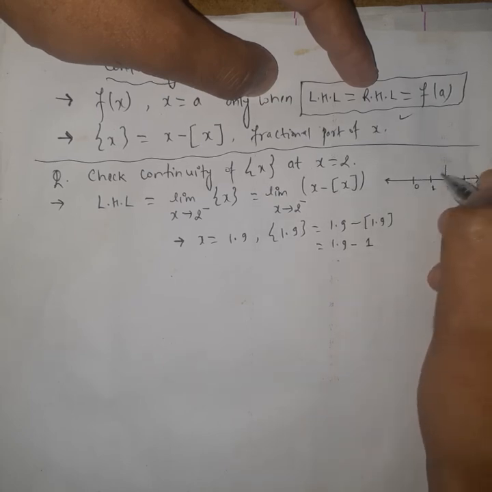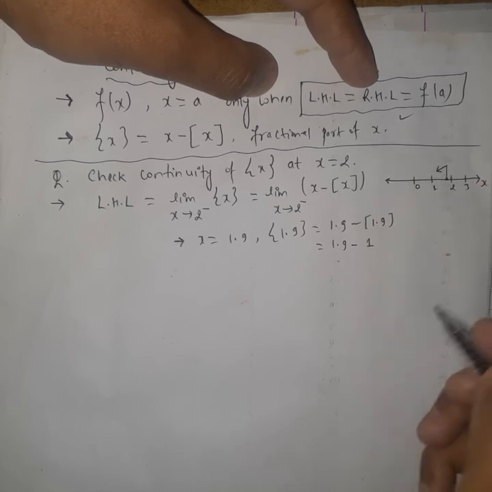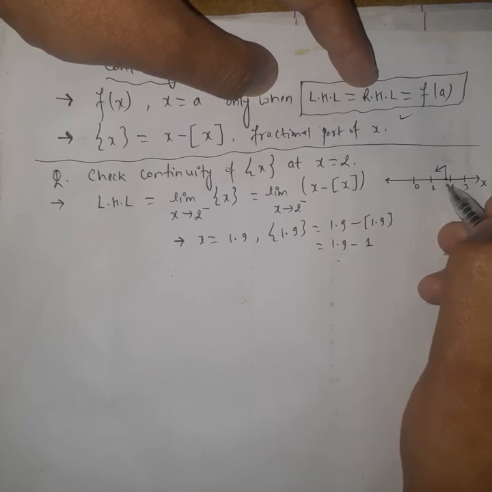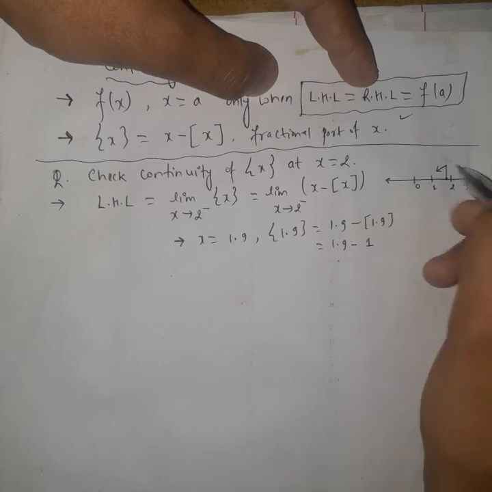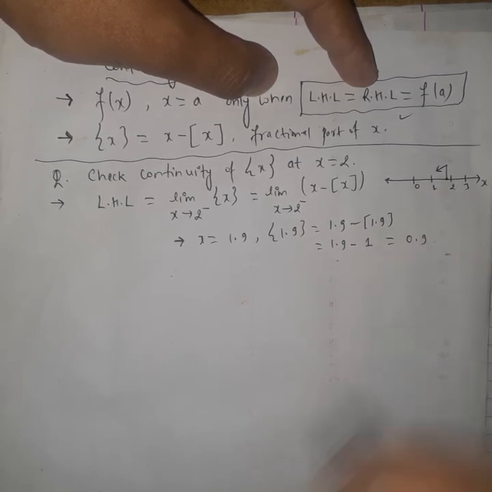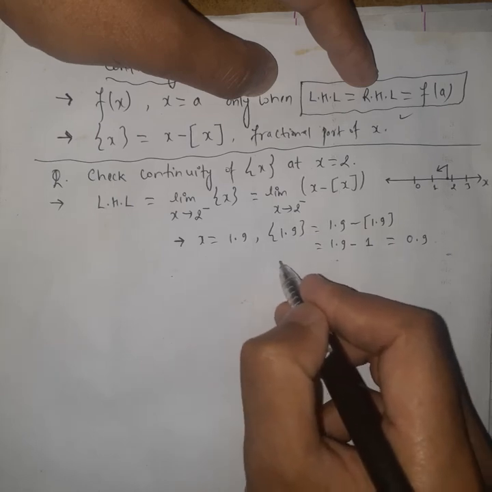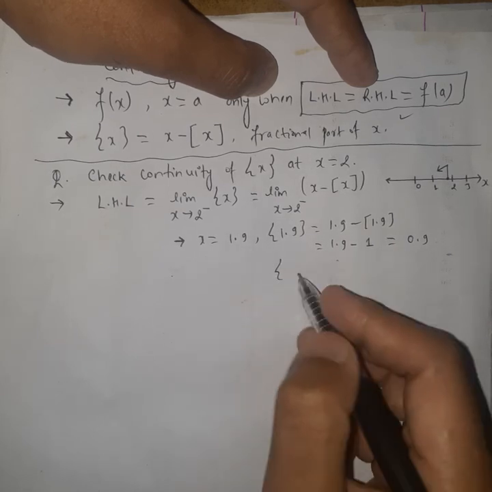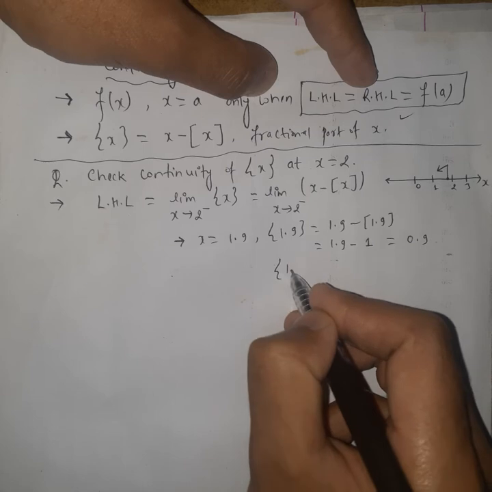We can evaluate the greatest integer of 1.9 just by rising and then looking back. Here we got an integer 1. This is the greatest integer of 1.9, and the fractional part is just 0.9. Similarly, we can calculate the fractional part of 1.99.